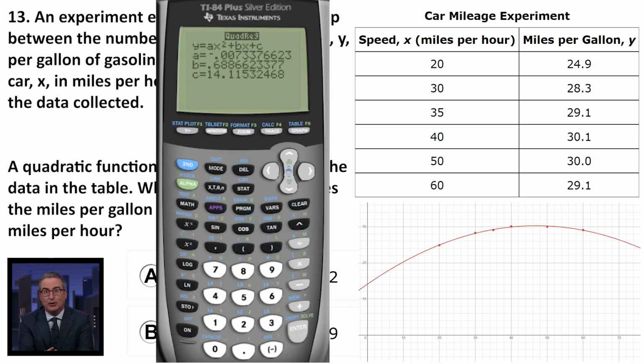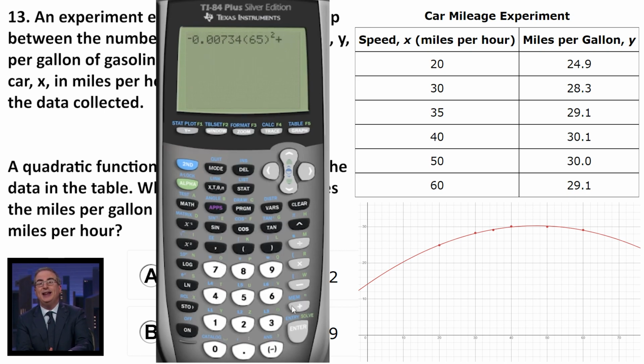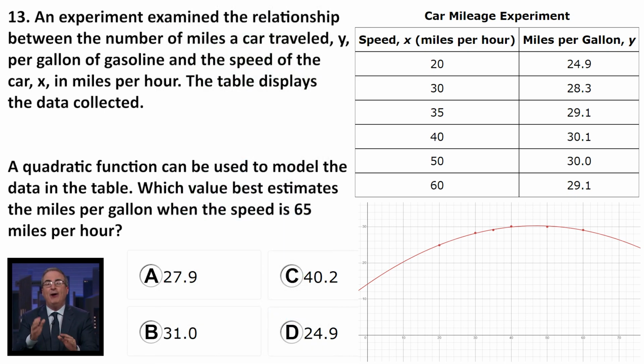We've got an equation to model the data now, so to estimate the miles per gallon when the speed is 65 miles per hour, substitute 65 for X and type that long equation into your calculator. The output is around 27.9. So that represents the best estimate for the miles per gallon when the speed is 65 miles per hour. Taking a look at our answer choices, we can clearly see that the correct answer is A.